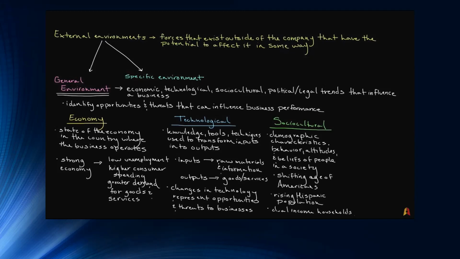The fourth and final element of the general environment are political and legal trends. Commonly referred to as the political and legal environment, this area includes legislation, regulations, and even court decisions that govern and regulate business behavior. Although business managers can't necessarily change laws, though they certainly try, they do need to operate within the laws and other regulations established by the country that they operate within.